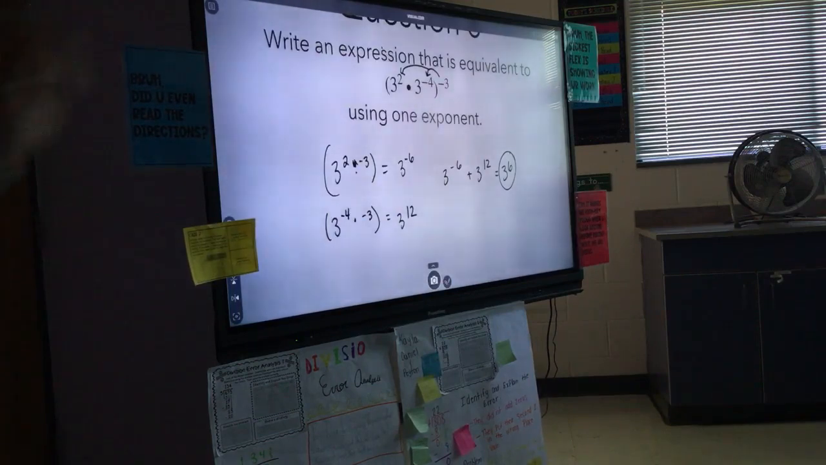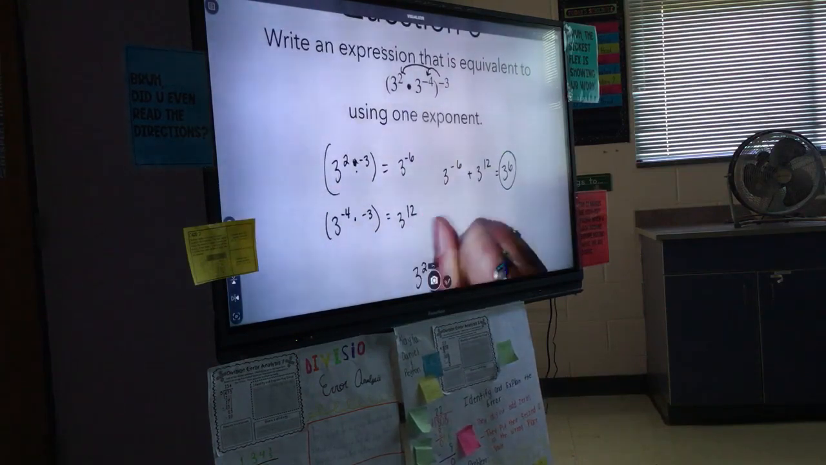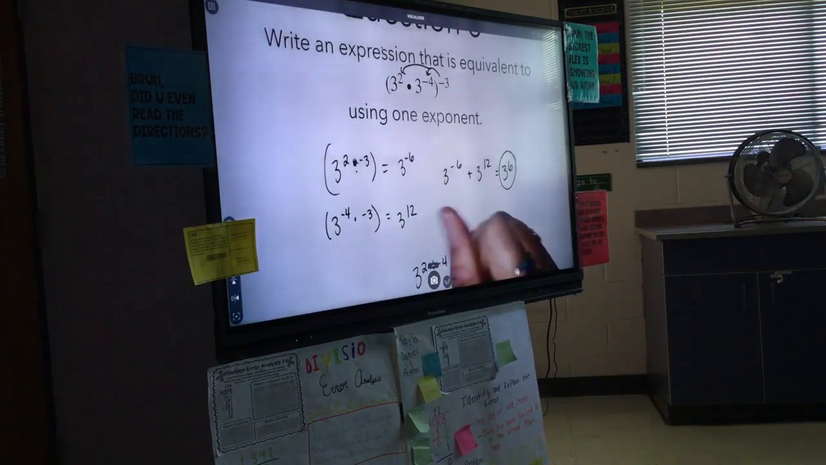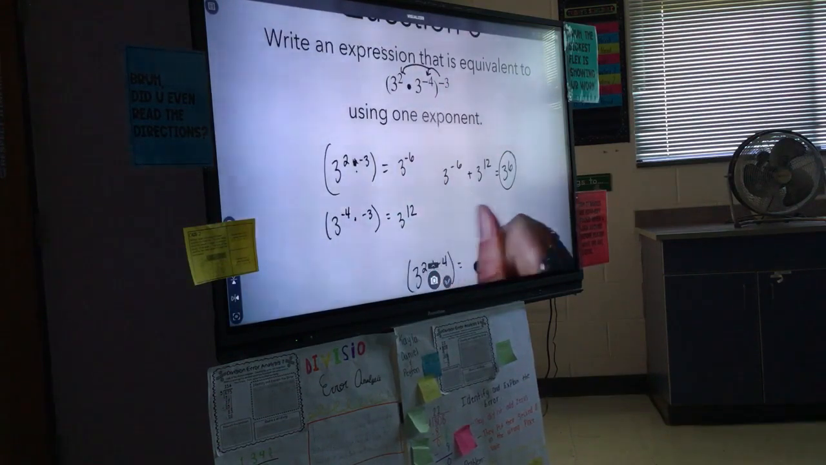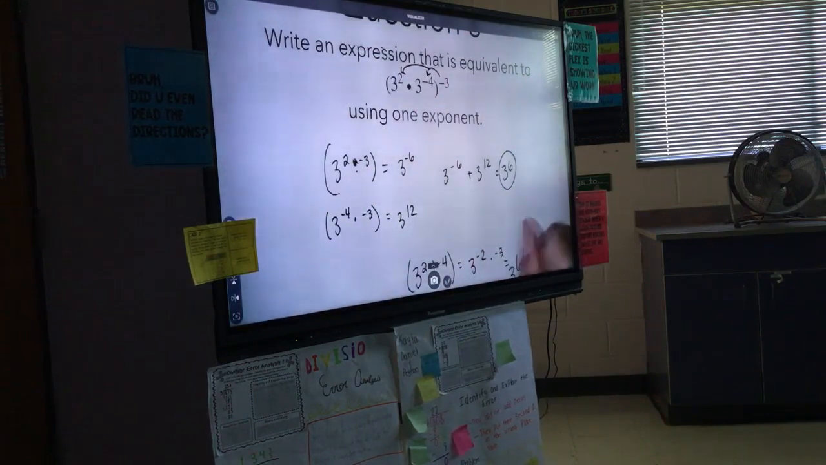Explain how you did it, because you and I did it the same, and I don't know if this is right or if this was just overthinking, but how'd you come up with what you did? Okay, so I just added 2 plus negative 4. Then I times it by negative 3. So that gave you a negative 2, and then you did times negative 3, which gave you 3 to the 6th.